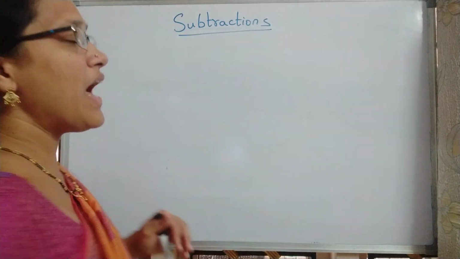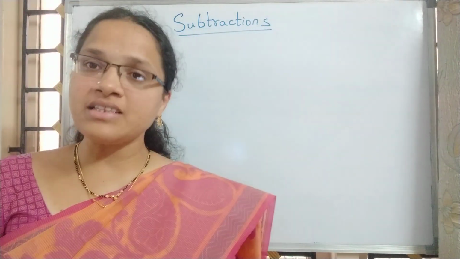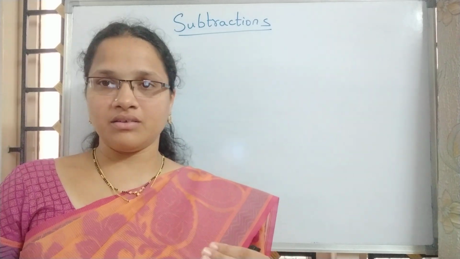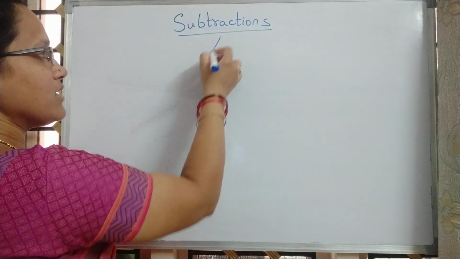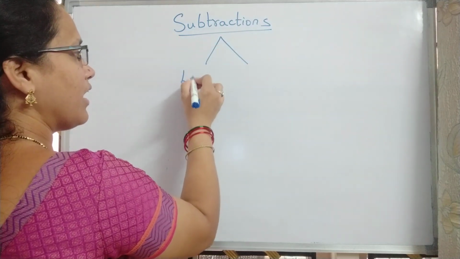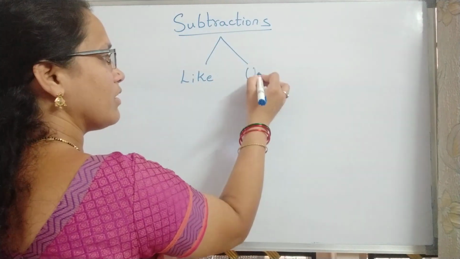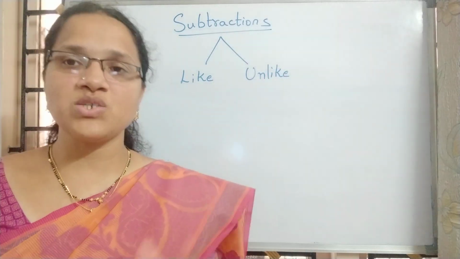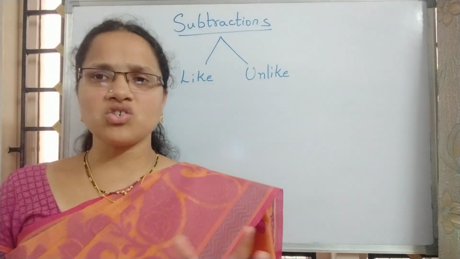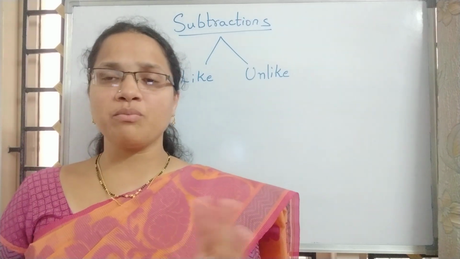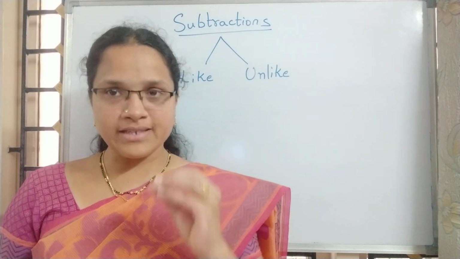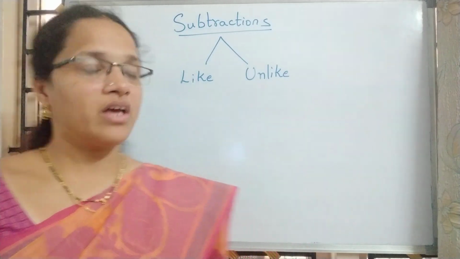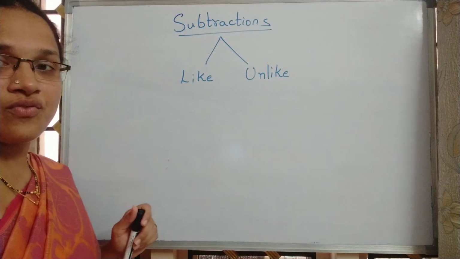As I told you in addition, this is also of a similar way. You have both like and unlike fractions, so we have two categories here. This will give you a similar impact as we did in addition, children. Addition and subtraction are almost equal except for their arithmetic operation; the procedures will be the same. Now let us see the case of like fractions.